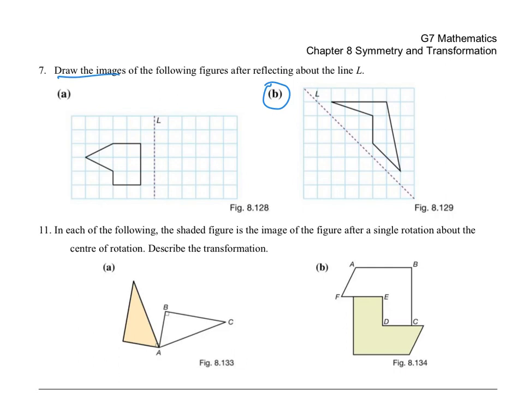So I try to trace each point and then I join the points after reflecting about it. Okay, so by tracing this point, for example, I draw the perpendicular line to the dotted line, and then we copy the same distance to the other side, and then I can draw the image point. And then for this point, for example, I can also draw the points here.